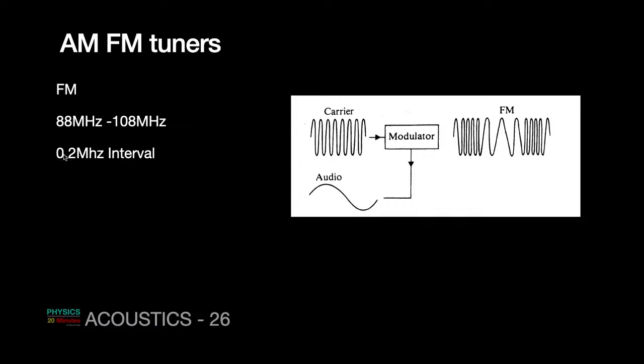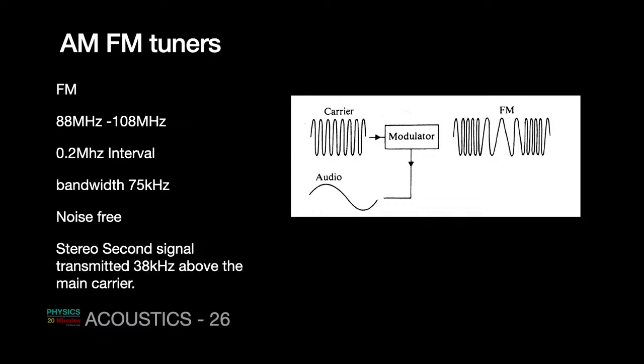Here the gap is a little larger between two channels, 0.2 megahertz, and the bandwidth is around 75 kilohertz. So a lot of clear, noise-free propagation of signal is possible. Even stereo signal is possible because stereo, as you know, is left channel and right channel. So even that transmission is possible in FM tuners. It is not possible in AM tuners.